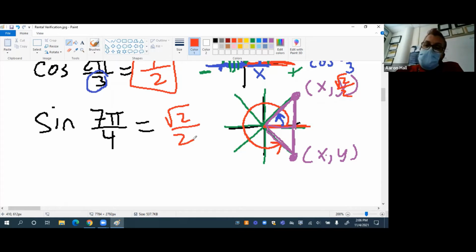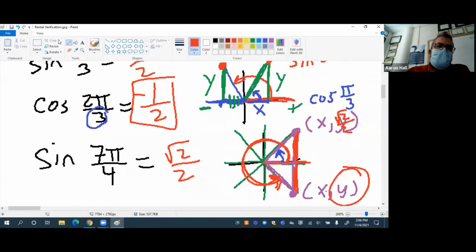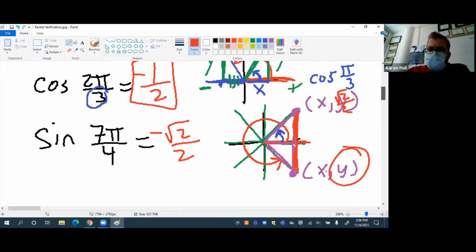But how is this length here different than this length here? Yeah, one of them is negative. So we make this one here negative. So for this rotation here, that has to be negative. Do we need to talk about why? Let me write this out.